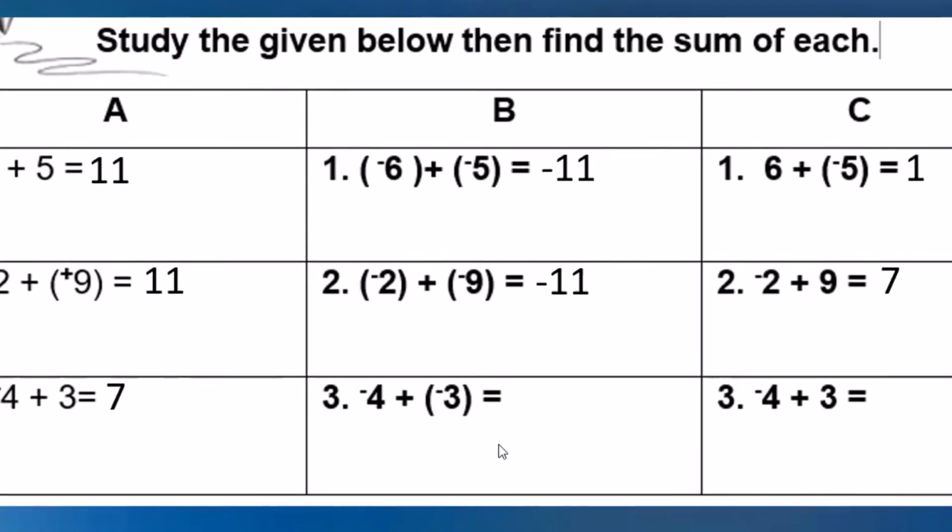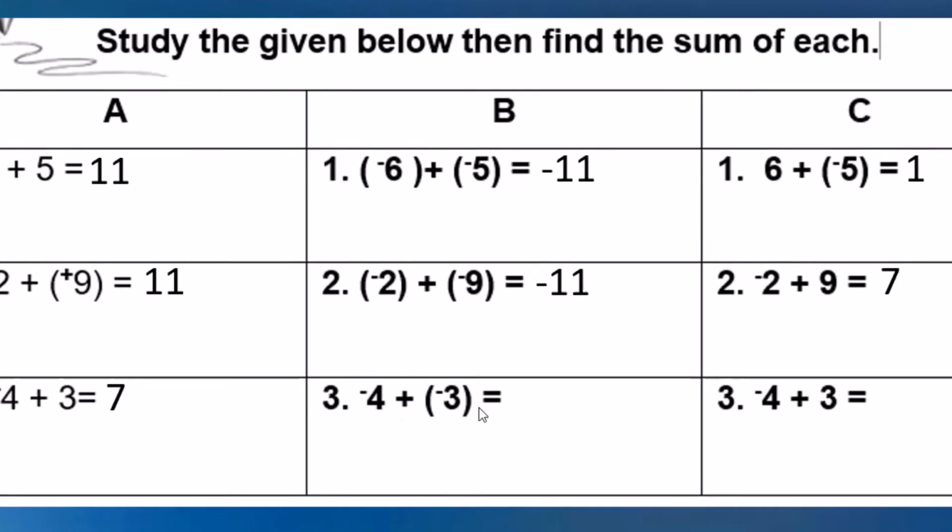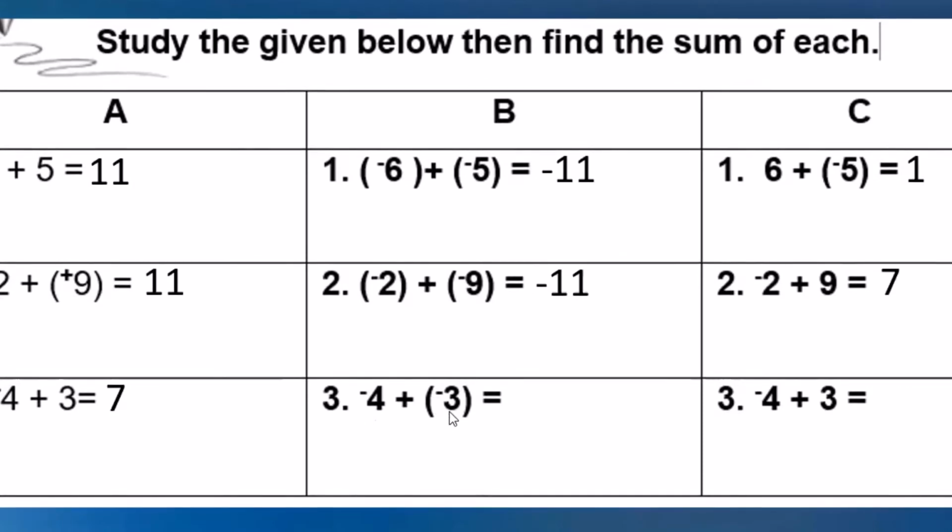Then, in column B, negative 4 plus negative 3, we have 4 na yellow chips at 3 yellow chips. So, walang red chips. So, add all chips or yellow chips. We have 7 yellow chips. So, therefore, negative 4 plus negative 3 is equal to negative 7.